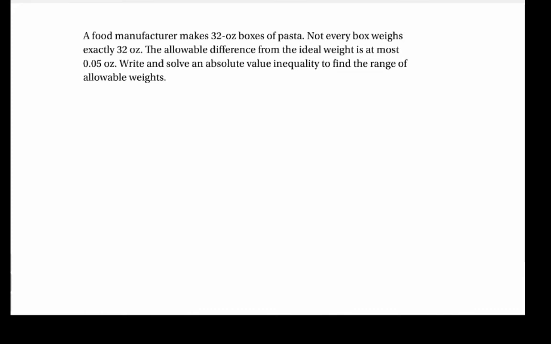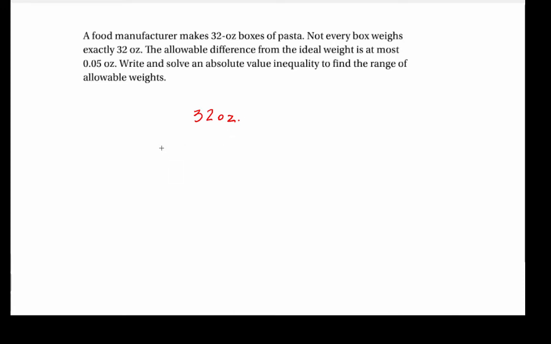Okay, so here's an application problem. A food manufacturer makes 32-ounce boxes of pasta. Not every box weighs exactly 32 ounces. The allowable difference from the ideal weight is at most 0.05 ounces. Write and solve an absolute value inequality to find the range of allowable weights. They're making 32-ounce boxes of pasta, right? And it says that the allowable difference from the ideal weight is at most 0.05 ounces. So that means that we could be 0.05 ounces greater than 32, or we could be 0.05 ounces less than 32.